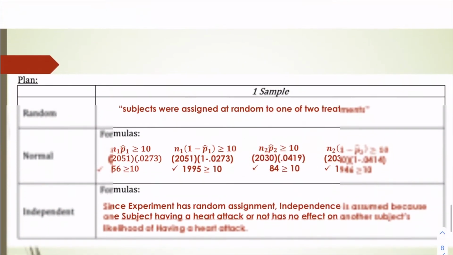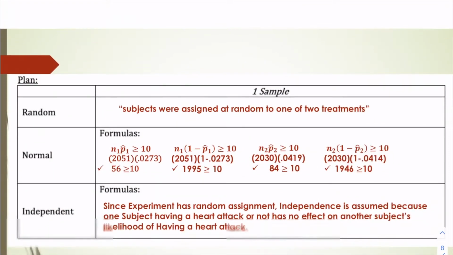Okay, here are your conditions. Check. Hopefully you got them right. Notice that with the independent check, because this is an experiment, you can actually assume that it's independent because one person having a heart attack has no effect on the other subject's likelihood of having a heart attack. Or you can use the formula, but for experiments like this, you can just assume independence.